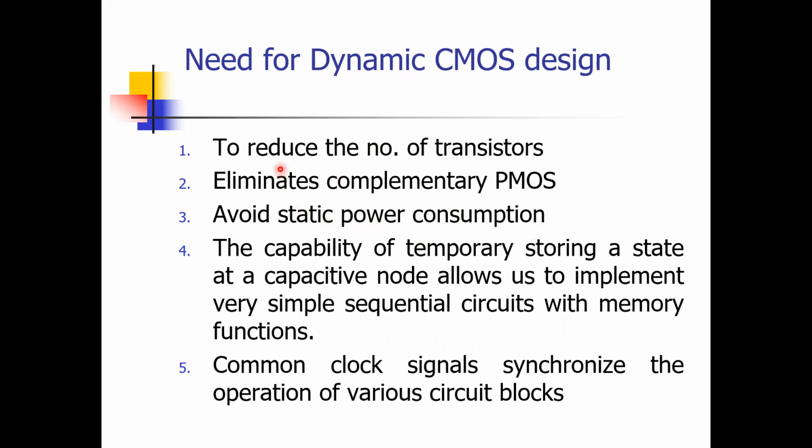So first of all, the main need is to reduce the number of transistors, and second is to eliminate the complementary PMOS, that is the pull-up network. Then avoid the power consumption, and the capability of temporarily storing a state at a capacitive node allows us to implement a very simple sequential circuit. Basically, this is a required condition in the sequential circuit, because in sequential circuits we generally use the clock. And the clock signal generally synchronizes the operation of various circuit blocks.